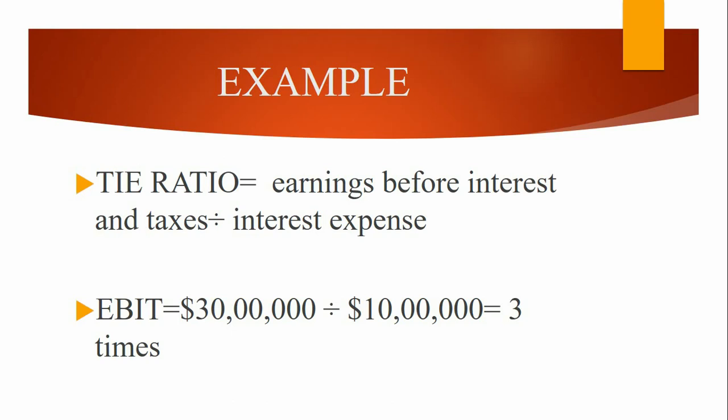Here we are taking imaginary data. The earnings before interest and taxes is 30 lakhs and the interest expense is 10 lakhs, so 3 times is the result. It means if we have an interest expense of rupee 1, we have an amount of rupees 3. It means we are financially sound.